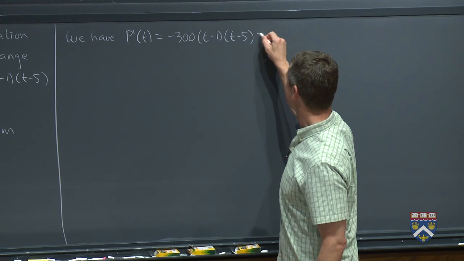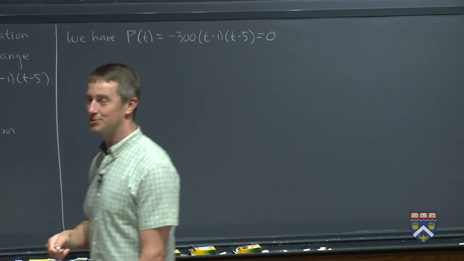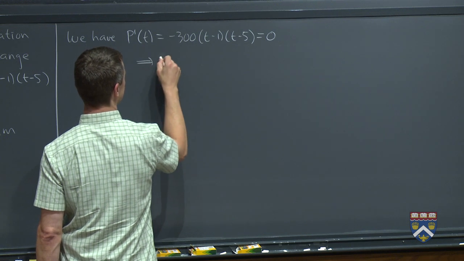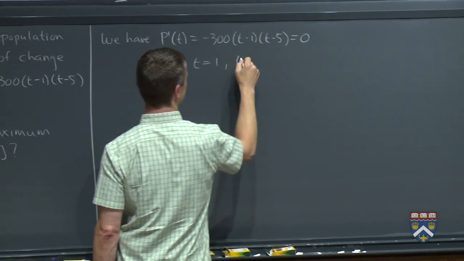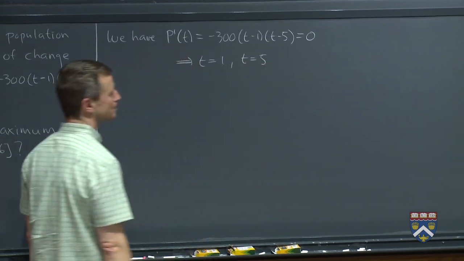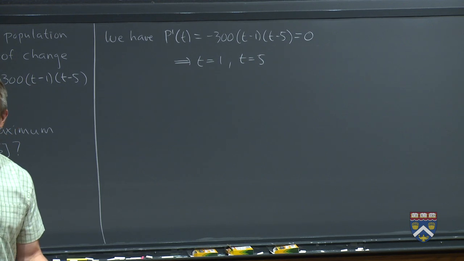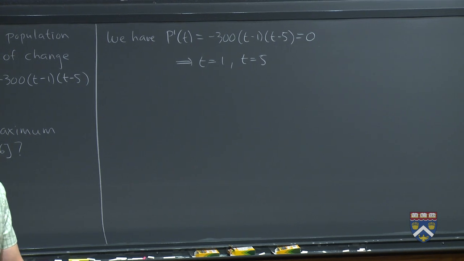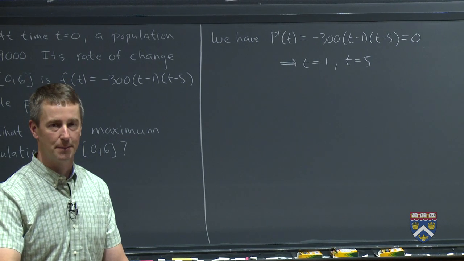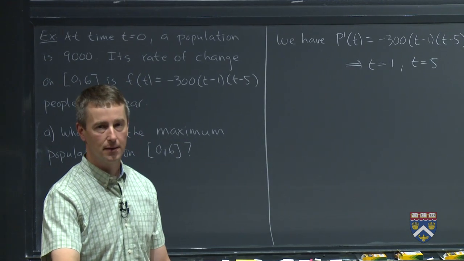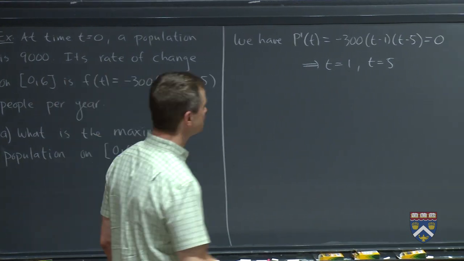If we set this equal to 0, there are two solutions here because we were given it so nicely factored. That gives us either t equals 1 or t equals 5. So these are our critical points. These are the candidates for being local extrema. Thinking back to when we did differential calculus, what is our next step to decide whether we've got maxima or minima? This is where we would do our number line, right?